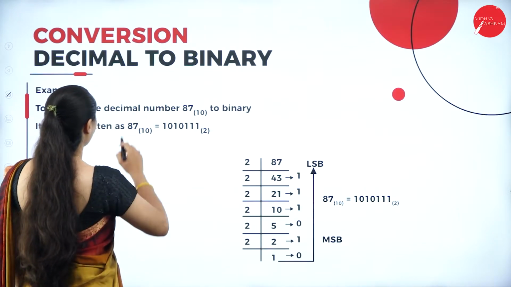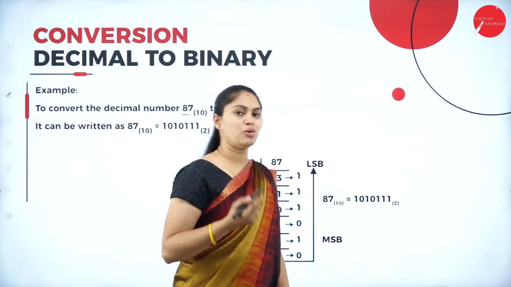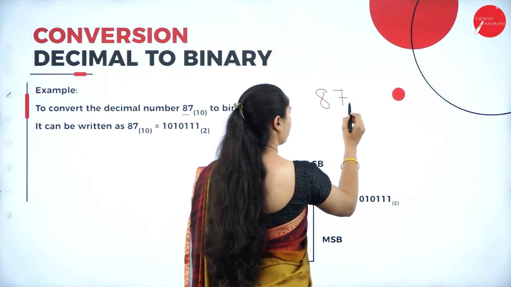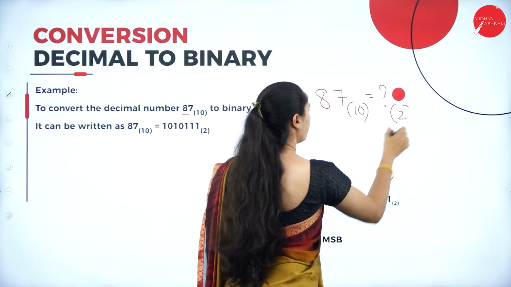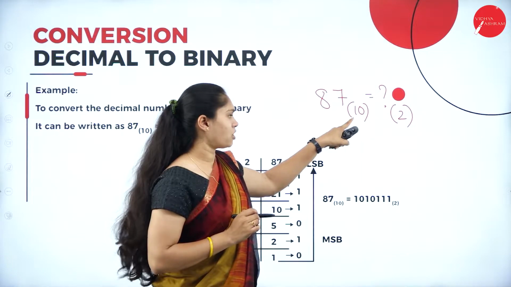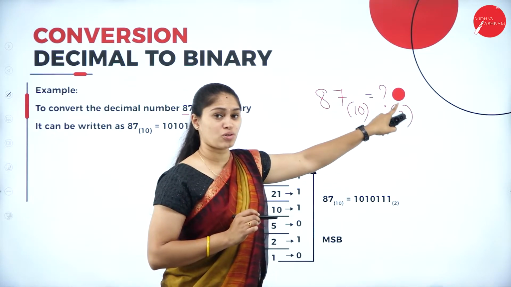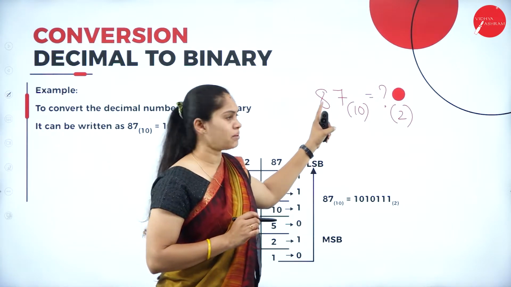Here I have a question. Convert the decimal number 87 base 10 to binary. So here I have a number called 87 whose base is 10. Now we have to convert this into binary. Fine. So how can I know this is a decimal number? Because its base is 10, and I need to convert this into binary, whose base should be 2. Okay. Then what is the first step? Divide the given number by 2.